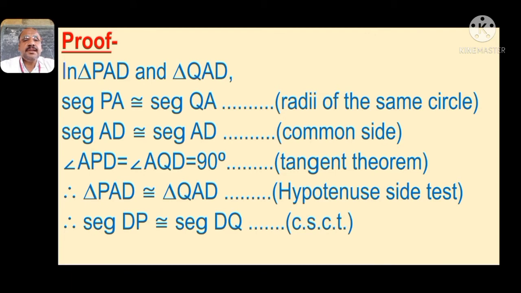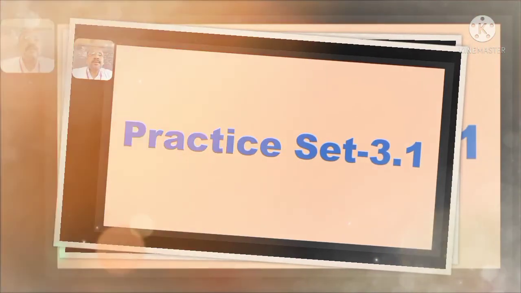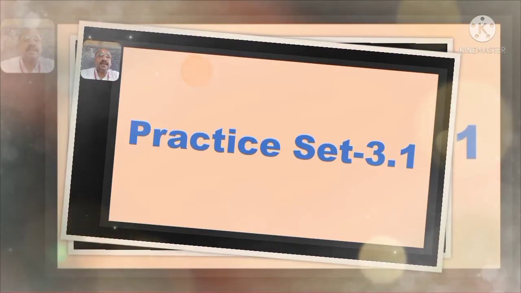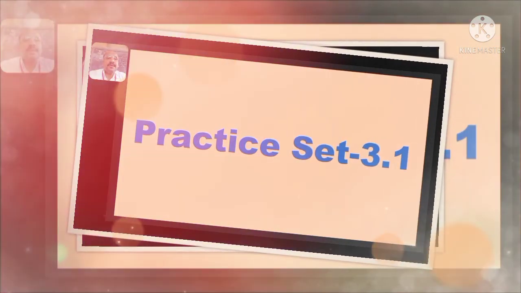Therefore, segment DP is congruent to segment DQ, corresponding sides of congruent triangles. Now let's solve some examples in practice set 3.1.